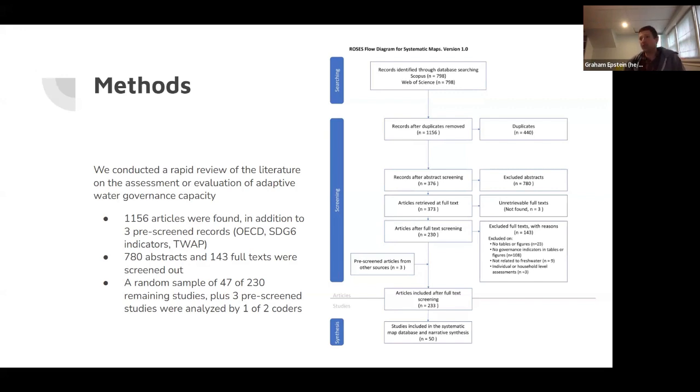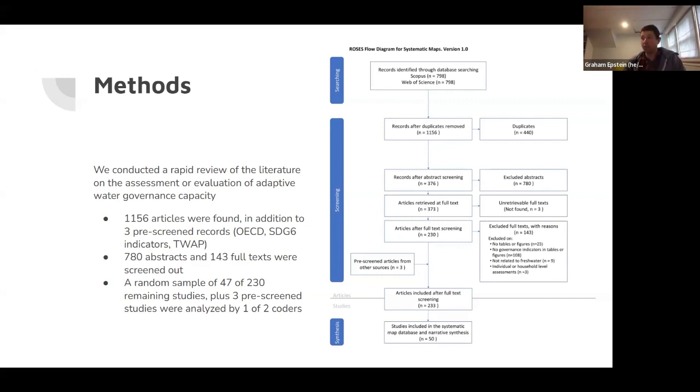After abstract screening, we got down to 376 studies by excluding 780. So I and an independent reviewer screened based on certain criteria. Basically, are they dealing with governance? Do they have some details about indicators and so on?